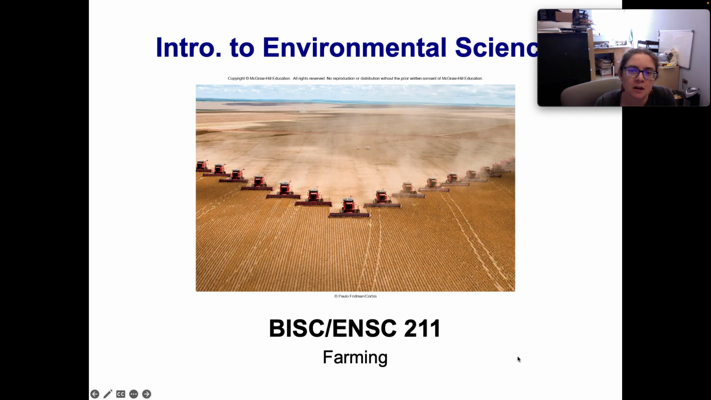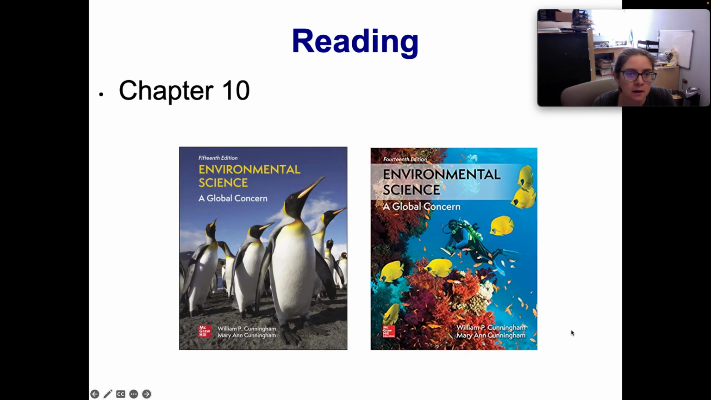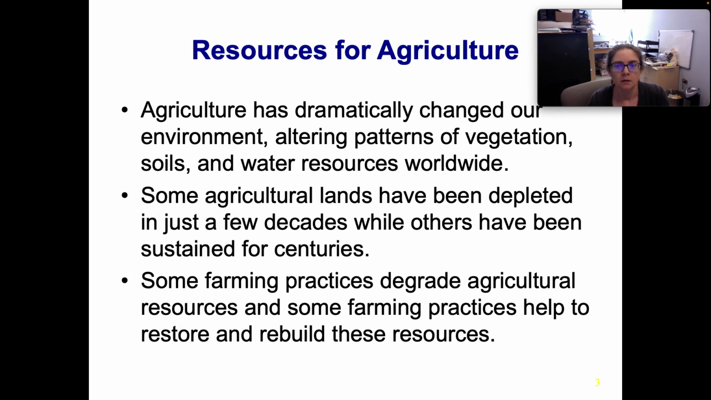So we're moving on to farming, and this is chapter 10 in your book. So, resources for agriculture. Agriculture has changed our environment by quite a bit. It takes up a large part of the terrestrial area on Earth. So it's altering our patterns of vegetation.